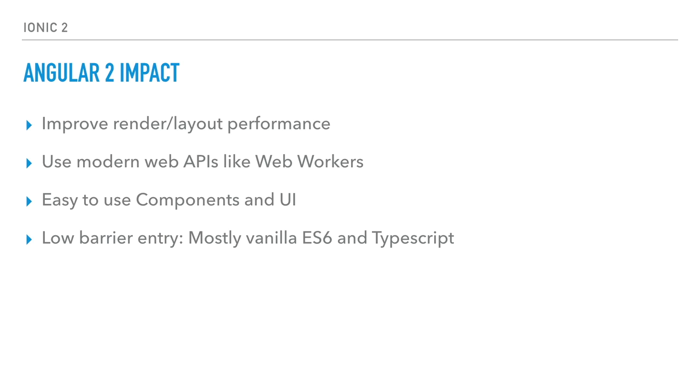If you already know Ionic, you will be wondering, okay, what's the impact of Angular 2 on Ionic 2? As we mentioned, Angular 2 is focused on speed, and this will improve the render and layout performance in Ionic 2. Definitely this will make Ionic very close to native code. Angular 2, with the use of web workers, will make the applications in Ionic much more responsive. Also, we could focus on components and the UI, and it will offer a low barrier to entry because you can write the applications in ES6 or TypeScript.